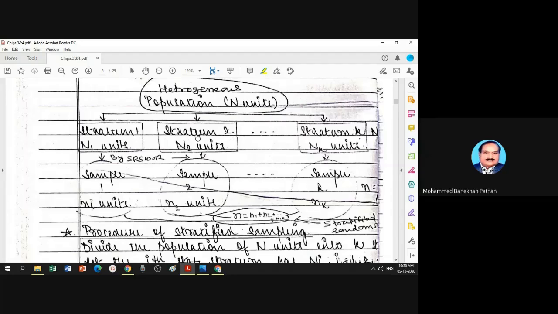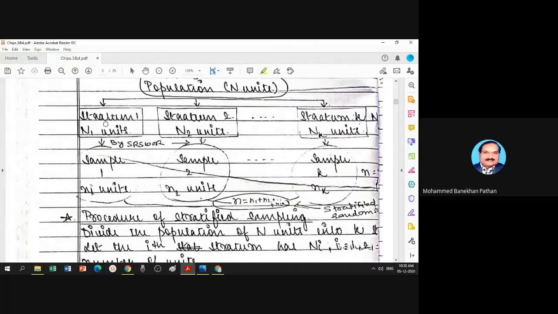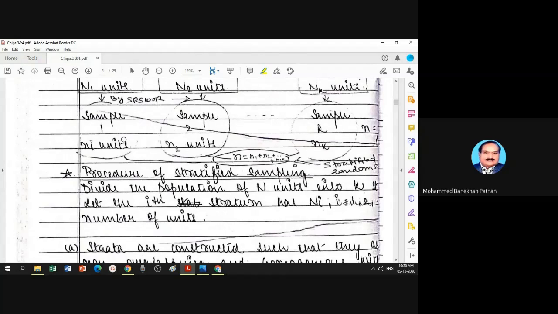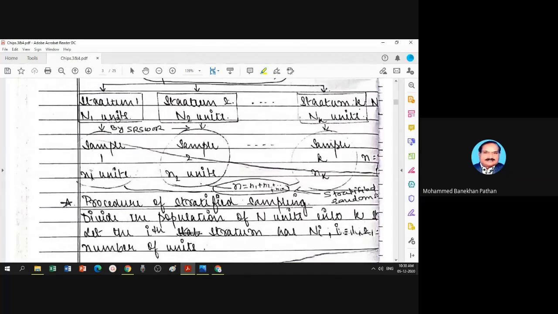After making this division, from every strata, this arrow says pick up a sample of size n1 by the method of without replacement. From the second strata, draw the sample of size n2. Similarly, from the last strata, draw the sample of size nk. Now, these are separate samples, each drawn without replacement. Here, you can apply simple random sampling.